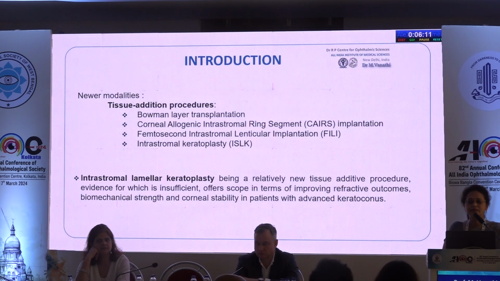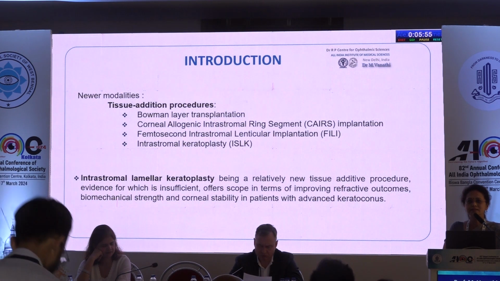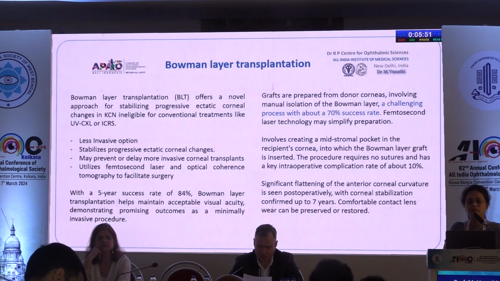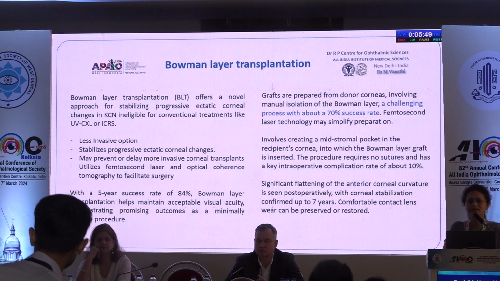When you look at tissue adhesion keratoplasties, what we largely have is the first three: the Bowman's layer transplantation, the corneal allogenic intrastromal ring segment implantation, the CARES, and the femtosecond intrastromal lenticular and the intrastromal keratoplasty, and the last one. So these are the three tissue replacement procedures which we could probably adopt in management of our keratoconus cases.